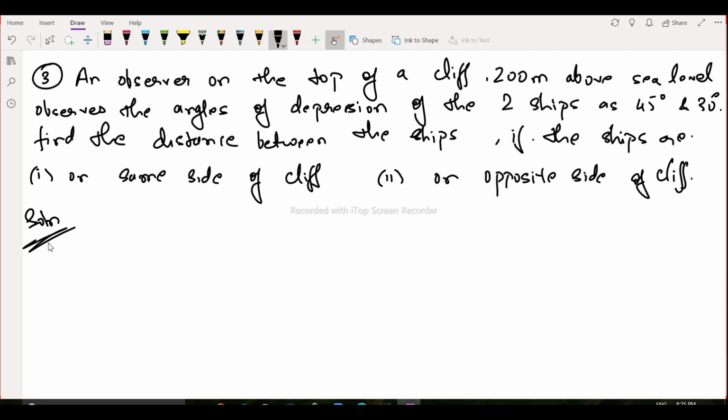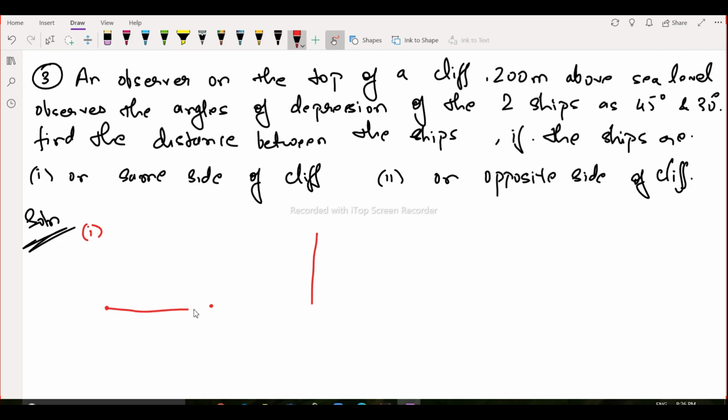So it says an observer on the top of a cliff 200 meters above sea level observes the angles of depression of the two ships as 45 and 30. You have to find the distance between the ships if the ships are on the same side of the cliff or on the opposite side of the cliff, right? So if we take the first part, the ships on the same side of the cliff, let's say the first ship is here, the second is here, and this is your cliff.